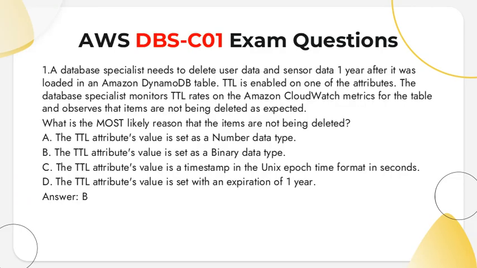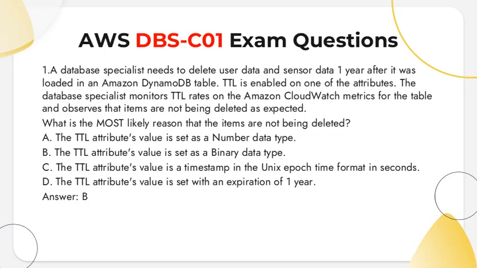1. A database specialist needs to delete user data and sensor data 1 year after it was loaded in an Amazon DynamoDB table. TTL is enabled on one of the attributes. The database specialist monitors TTL rates on the Amazon CloudWatch metrics for the table and observes that items are not being deleted as expected. What is the most likely reason that the items are not being deleted?